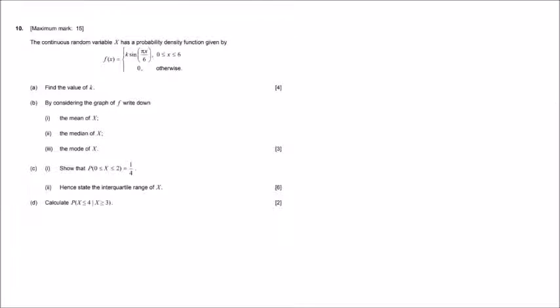Wait. Is it basically saying that, since it's a probability density function, the integral from 0 to 6 of k sine of pi over 6 x has to equal 1, because the probabilities all have to add up to 1? So if I take k out, I'll get 1 over k, and then I can erase this x right here, then I can integrate.